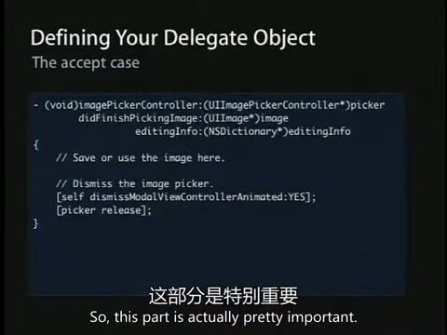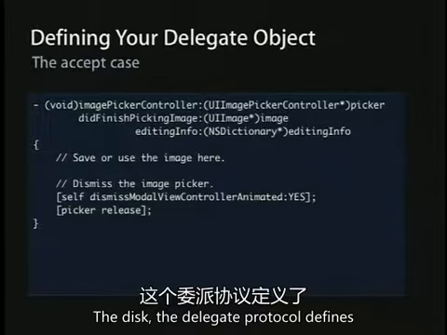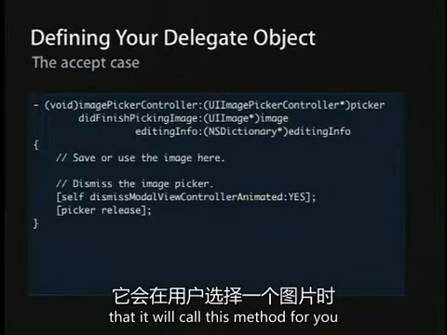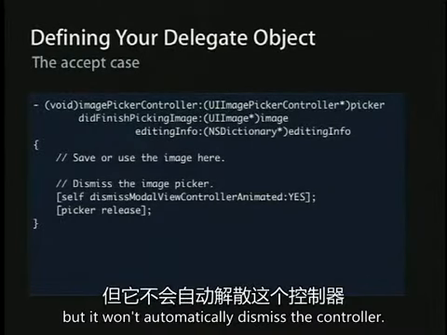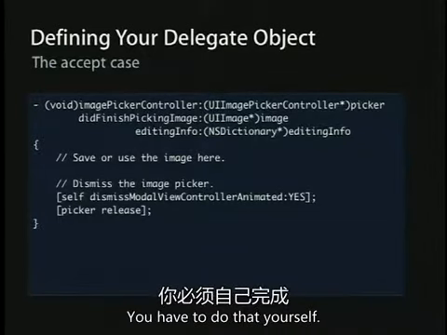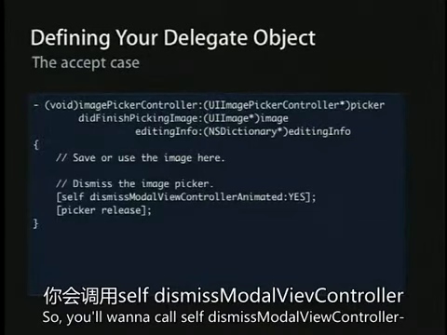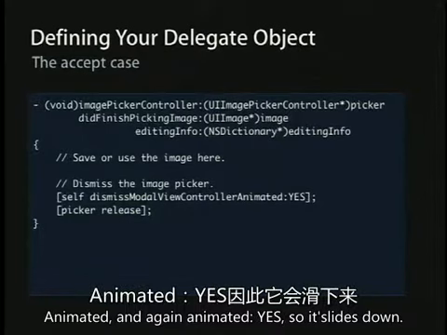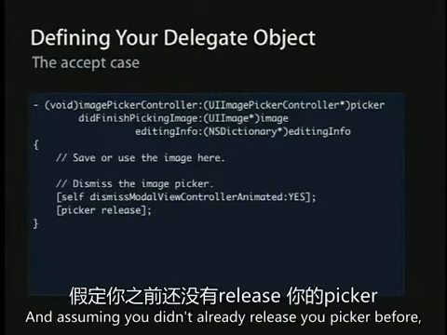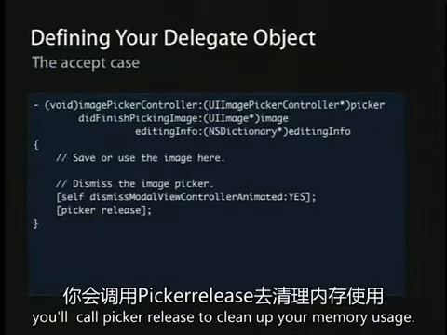So this part's actually pretty important. The delegate protocol defines that it will call this method for you when the user picks an image, but it won't automatically dismiss the controller. You have to do that yourself. So you'll want to call self dismissModalViewControllerAnimated, and again, animated YES, so it slides down. And assuming you didn't already release your picker before, you'll call [picker release] to clean up your memory usage.